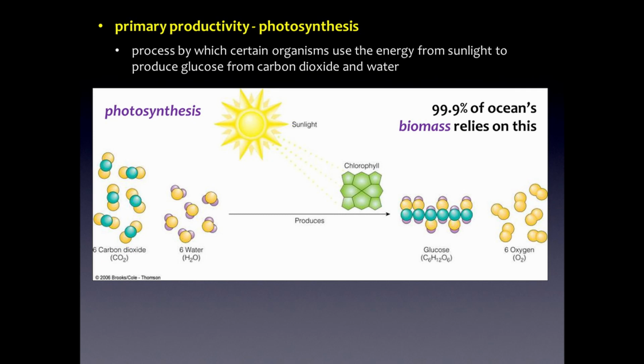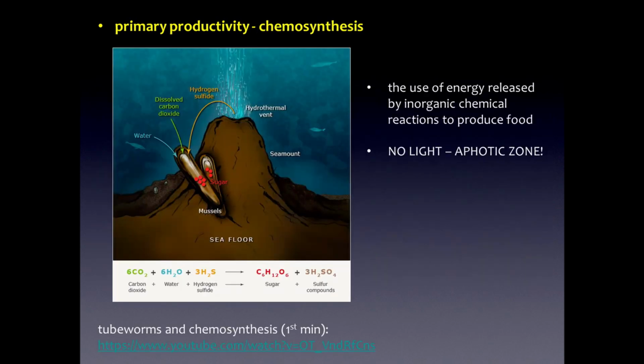This is why, when we talk about plants, they convert carbon dioxide to oxygen and replenish our atmosphere with oxygen. Almost 100%, 99.9%, of the ocean's biomass, so all the biological material, the mass of all living organisms within the ocean, relies on photosynthesis as a source of energy. This is what they use to eat. So we need photosynthesis to happen in order for organisms both in the ocean as well as on land to eat.